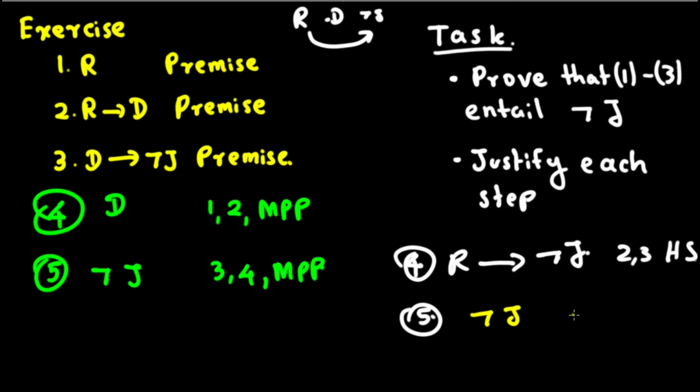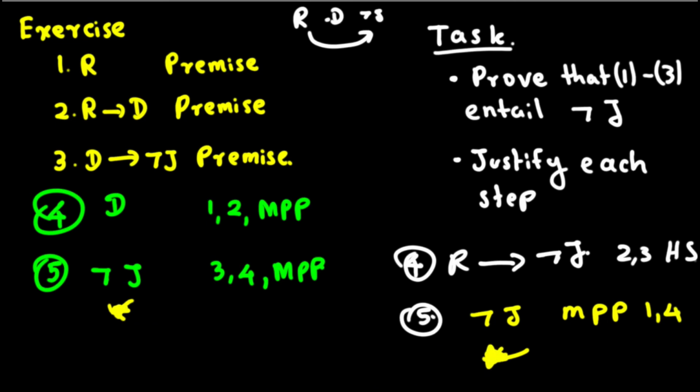So here you can see there are more than one way. I applied modus ponens for 1 and 4. So more than one way to derive the same answer. Okay, not J is the same answer.